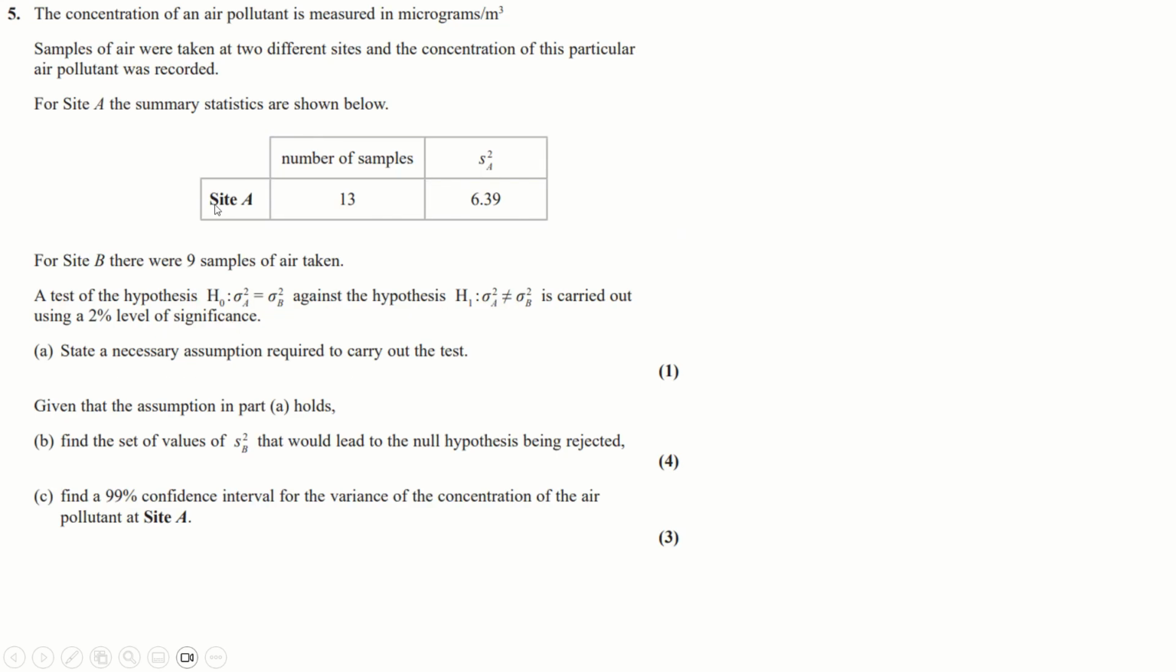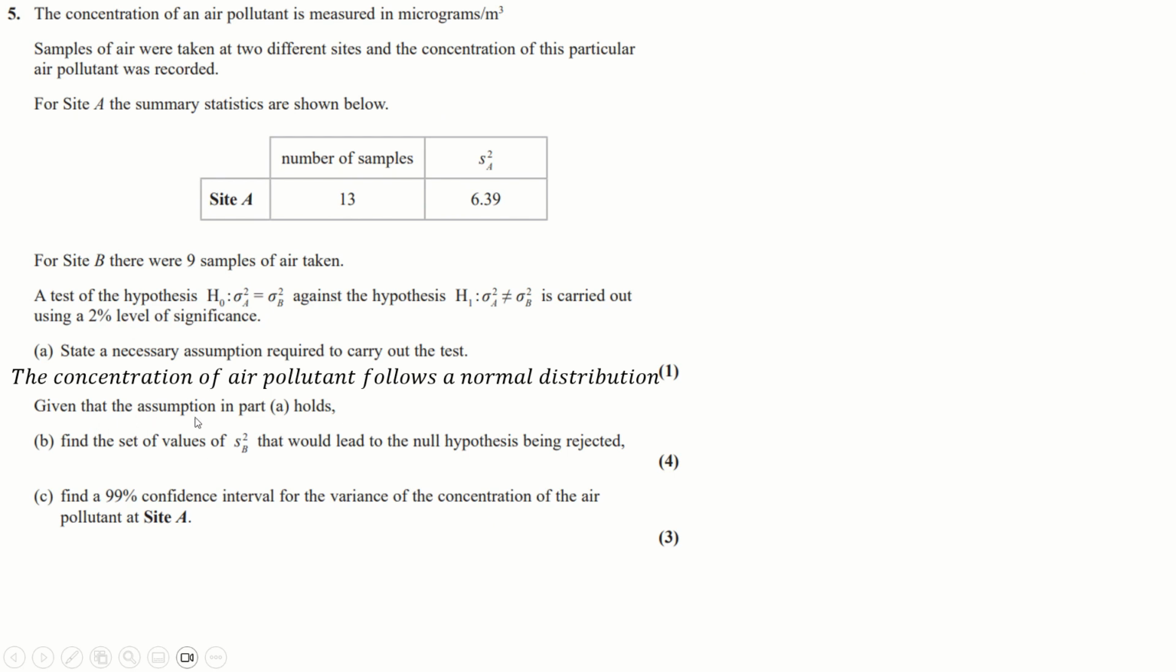Question number 5 then. So we've got air pollutants in 2 places. This is some information about A. For B, we've just got that there are 9 samples and no more information. They've got a test hypothesis that the variances are the same or that they're not the same at 2%. State a necessary assumption. Well, again, just like we said before, let's say that they need to follow a normal distribution. They need to be normally distributed. That's always the go-to response to those questions, I think.